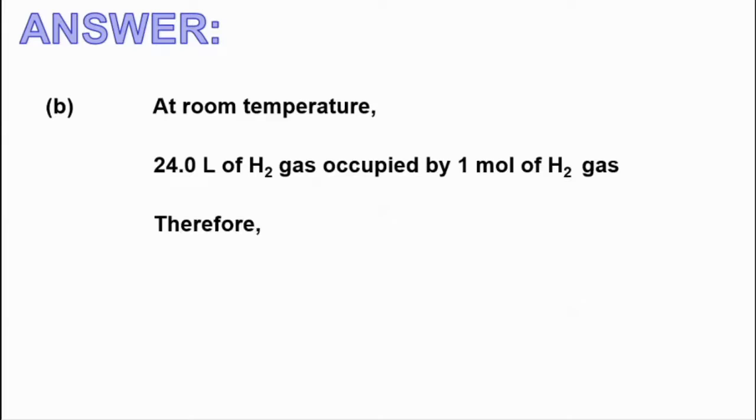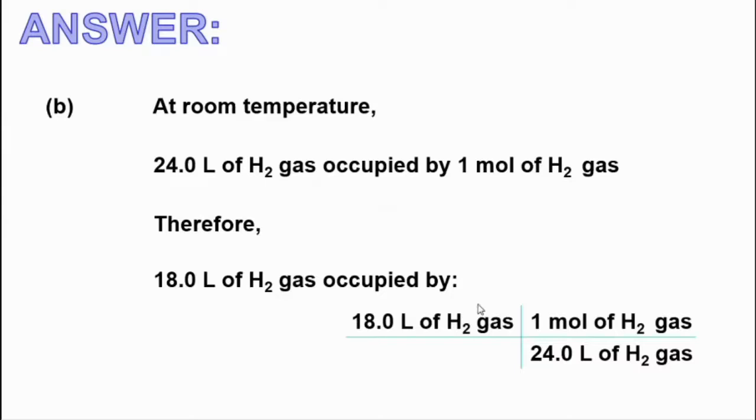So if we have only 18 liters of hydrogen gas, this is how we calculate: 18 liters of hydrogen gas times 1 mole of hydrogen gas divided by 24 liters of hydrogen gas. The liters of hydrogen gas cancel, so we are going to get 0.75 moles of hydrogen gas.